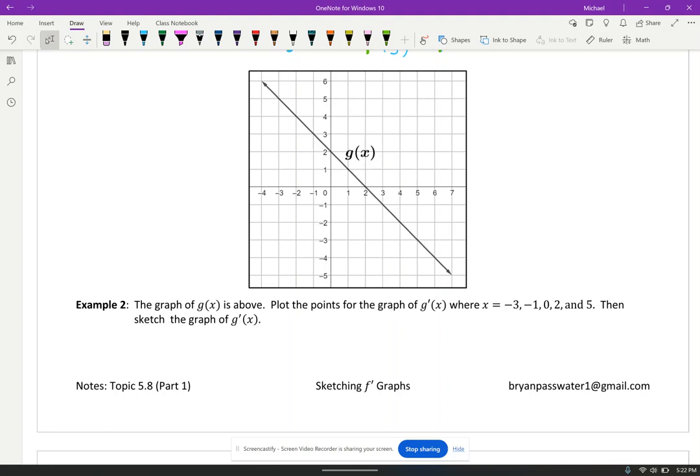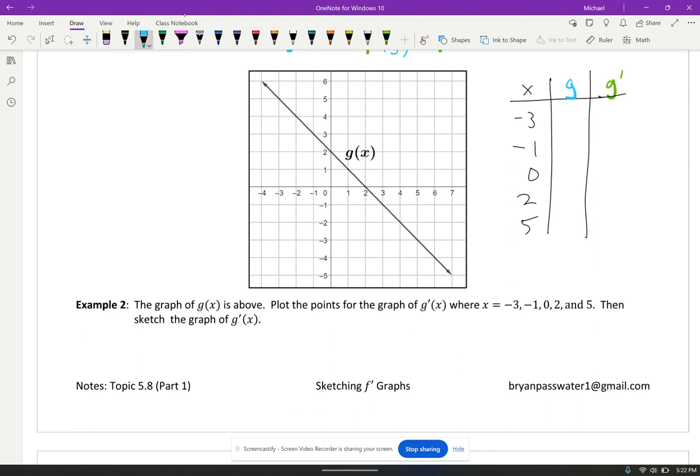This is the original graph of g of x. Plot the points on the graph of g prime where x equals negative 3, negative 1, 0, 2, and 5. So I'm going to create a table this time to maybe organize my information a little bit better. I'm going to create a g column, and then a g prime column. And I'm doing them in different colors so that you can see the different things I'm looking at.